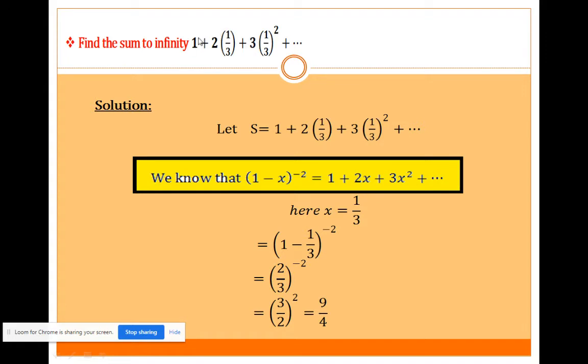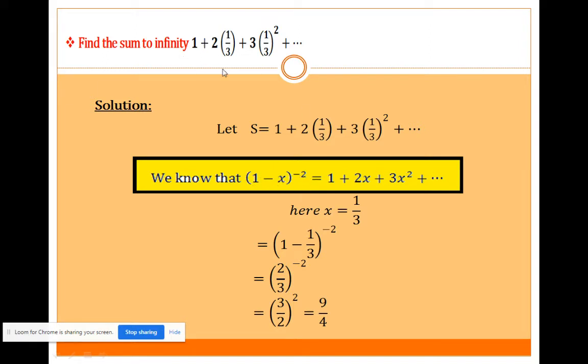Here, by seeing this expansion, we can immediately remember one expansion. What is our standard expansion? 1 + 2x + 3x squared + etc. It looks like this, 1 + 2x + etc. So what is the value of this 1 + 2x + etc.? That is equal to (1 - x) to the power of -2.